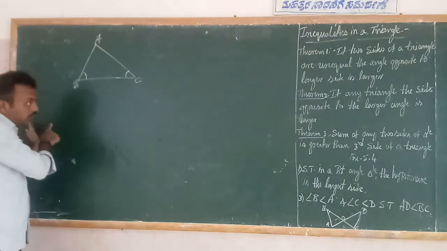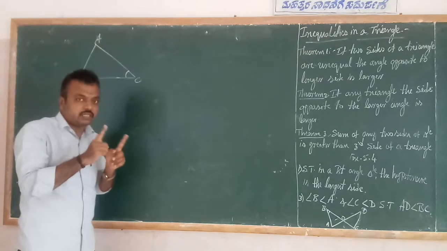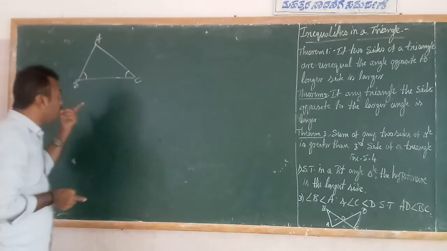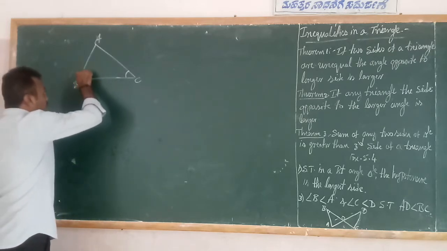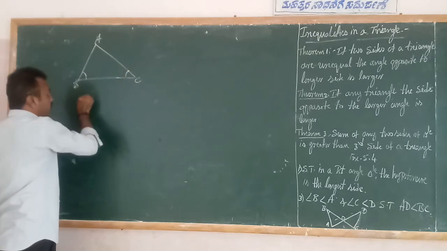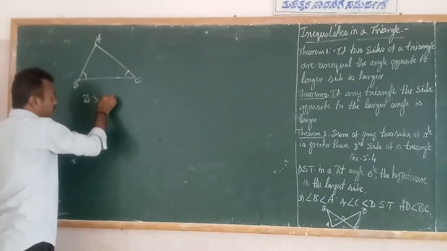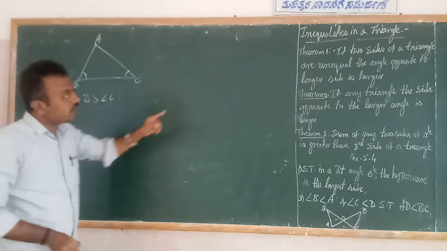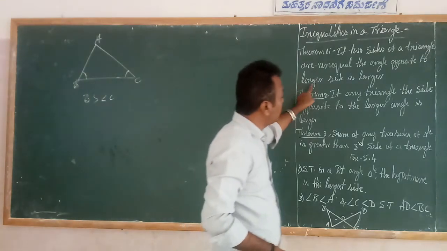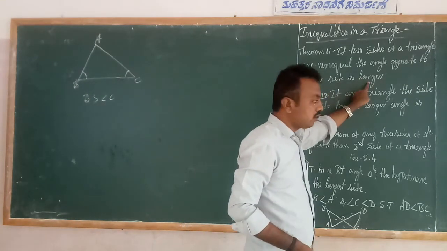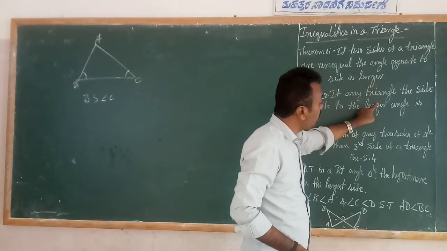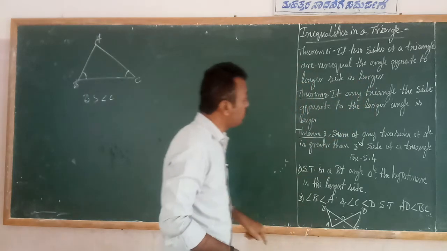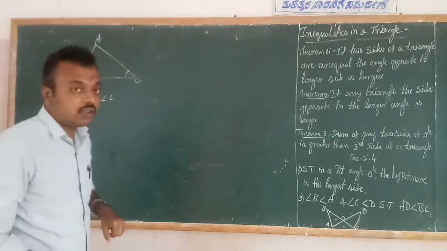In the previous theorem, we considered unequal sides. Here, we have to consider unequal angles. So angle B is greater than angle C. The side opposite to the larger angle is longer. Here, the side opposite the larger angle is longer.